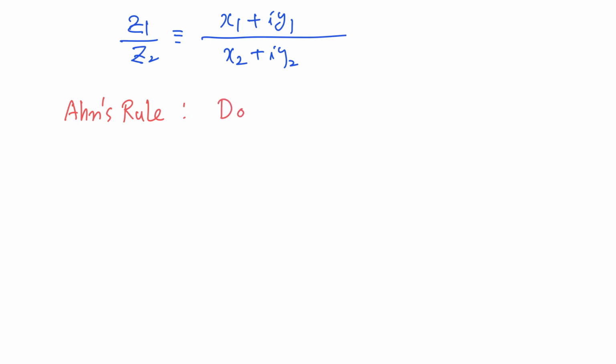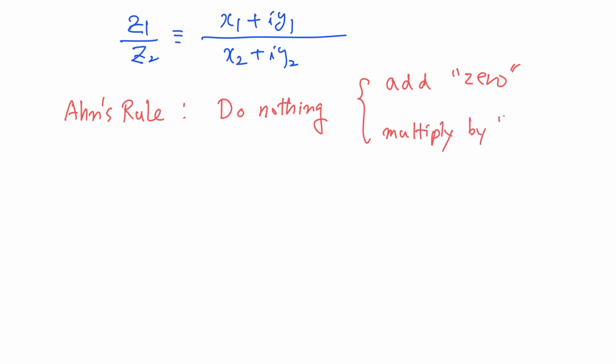Do nothing. When you have a complex problem, do nothing. So do nothing actually means add 0 or multiply by 1.